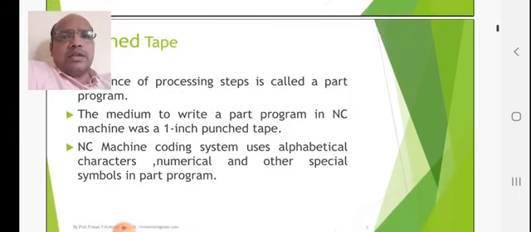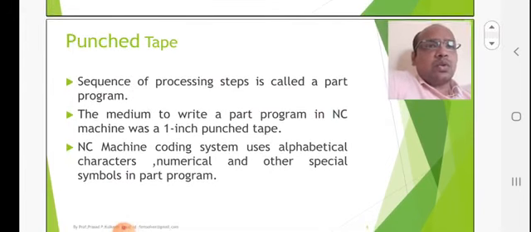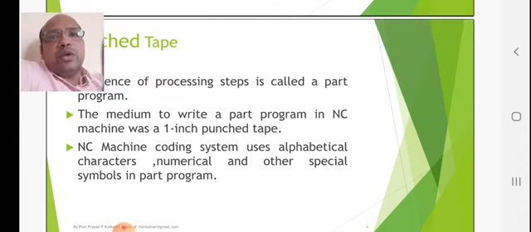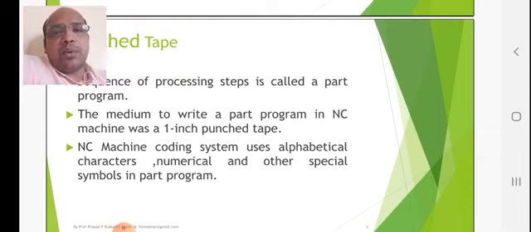Now let us see, in part program there is a role of punched tape. So what is this punched tape? It is a medium to write a part program in ENC system. Its width is approximately 1 inch. NC machine system coding uses alphabet characters, numericals and other special symbols in part program, and this part program is coded on a punch tape. So whenever you write a part program for NC system, you need a punch tape.